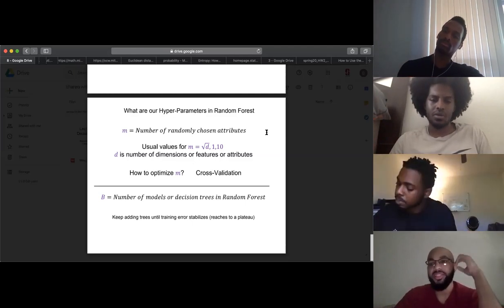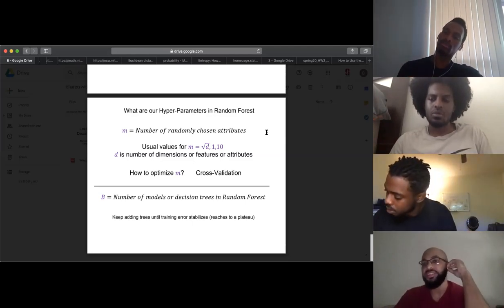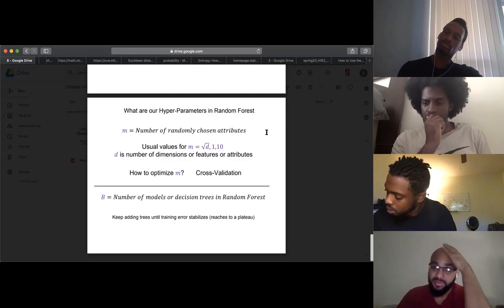So it should be more computationally intense, or it should take longer. I would just say each decision tree costs about the same, and then it depends on how many trees you have in your forest.